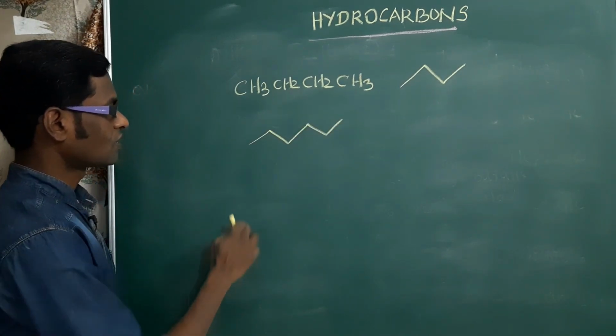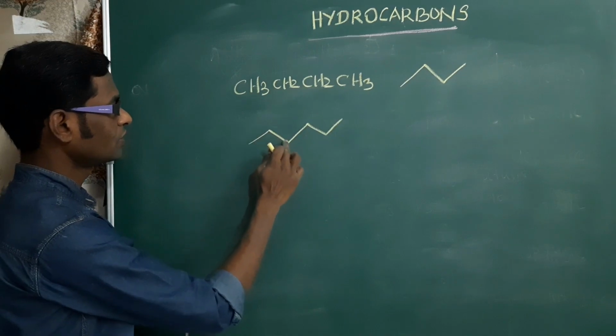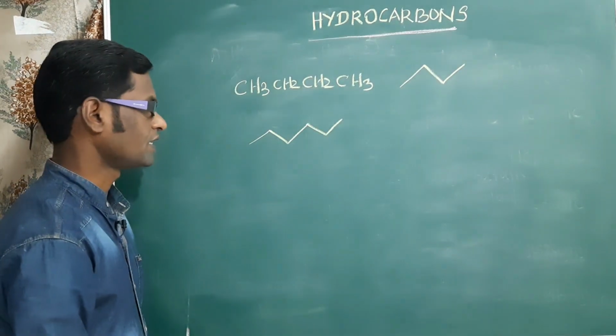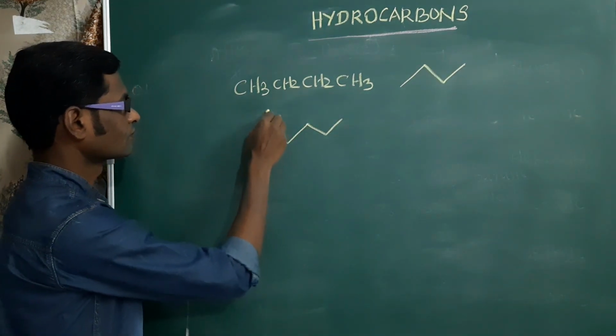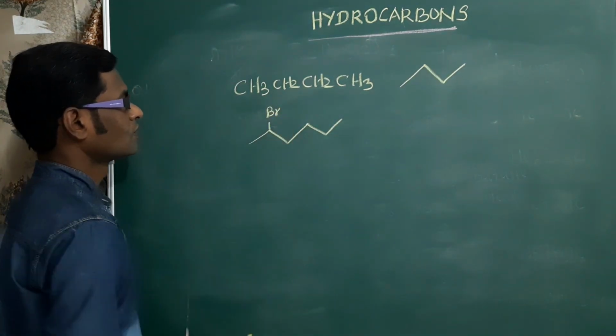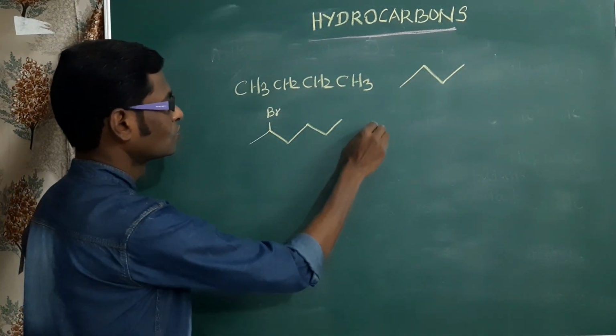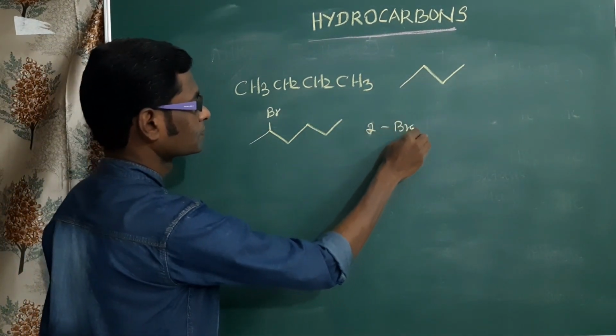What is the name of this compound? 1, 2, 3, 4, 5, 6. 6 carbons are there: hexane. Now bromine is in the second position. What name can we write? 2-bromohexane.